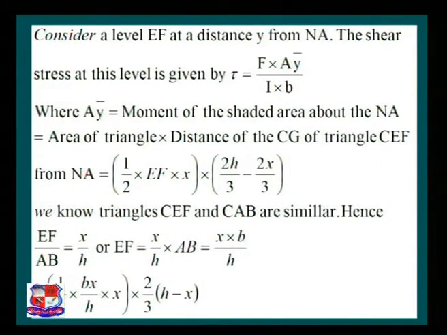So now, A y bar, that is the moment of the shaded area about the neutral axis, is equal to the area of the small triangle CEF multiplied by the distance of the CG of the triangle CEF from the neutral axis. We know the area of the small shaded triangle CEF is equal to half into width multiplied by x. Please refer to this figure.